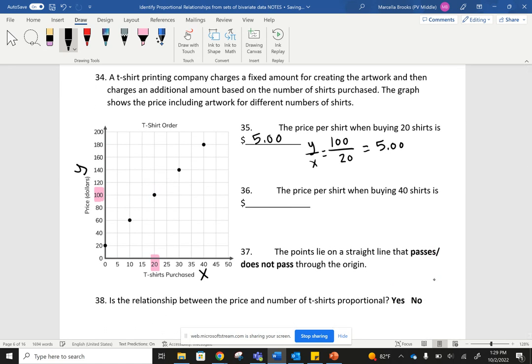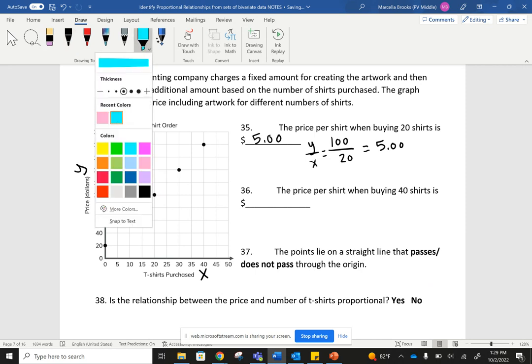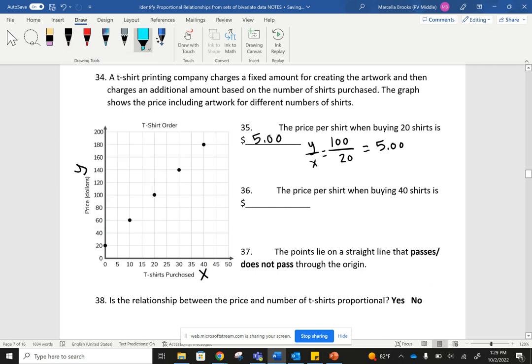36. The price per shirt when buying 40 shirts is what? So let's go to the 40. We got 40 right here. We got the point up here. So 40 shirts is $180. So we're going to do y over x, which is equal to 180 over 40. Type that in your calculator. 180 divided by 40 should get 4.5, or $4.50.